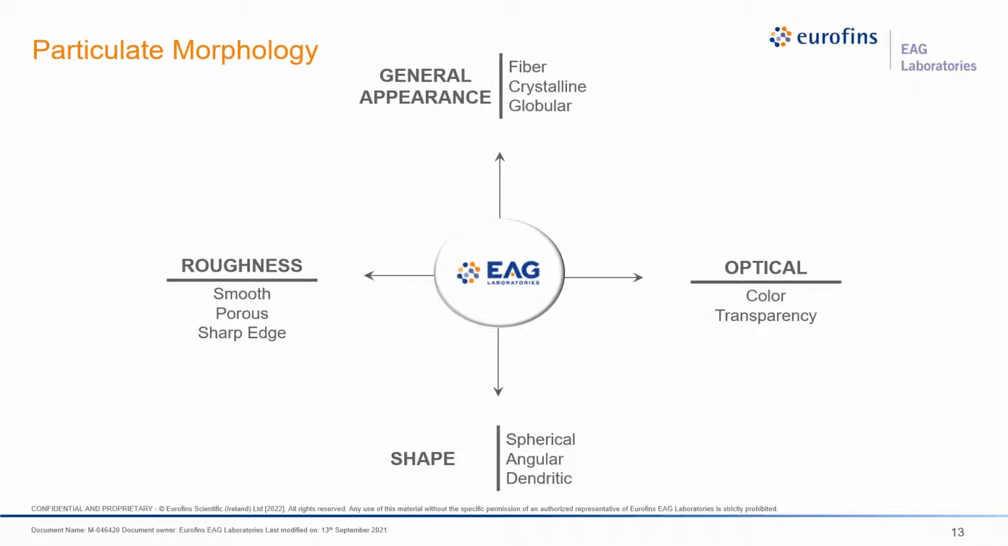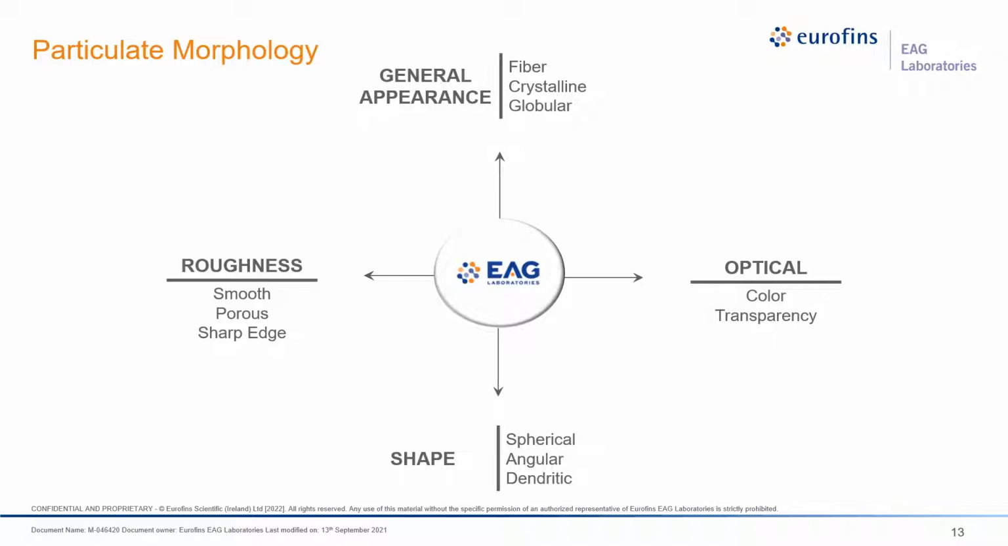So when we talk about morphology, we go through this little chart. Like I said, it's more common sense. You have general appearance. Does the particle look like a fiber? Is it crystalline, or is it globular? These are just general descriptions of it. And of course, the optical properties of the particle. What color is it? Is it white?